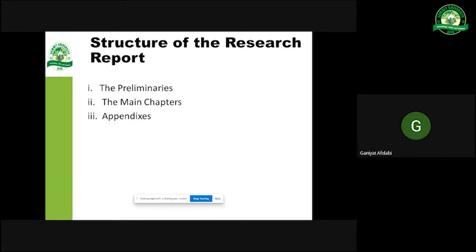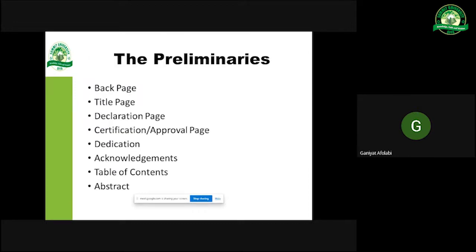Let us start with the preliminaries. The preliminaries encompass the back page, the title page, declaration page, certification, dedication, acknowledgement, and table of contents. The back page and title page are the same thing, and it differs from institution to institution. So whatever your institution or your department provides is what we use for the title and the back page. We also have the declaration page, which in most cases is not always applicable to some institutions, and the certification page. Then the dedication, acknowledgement, and table of contents.